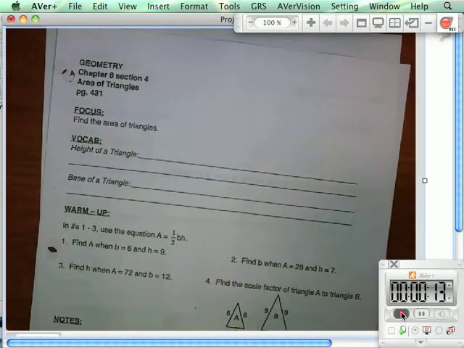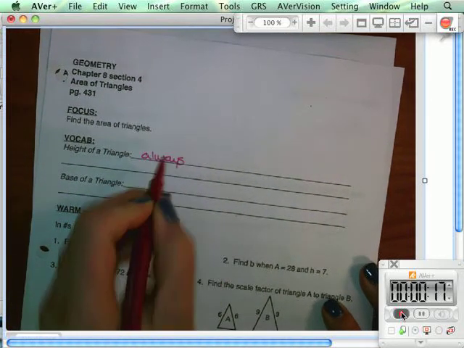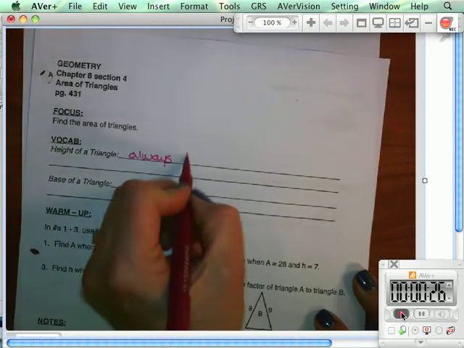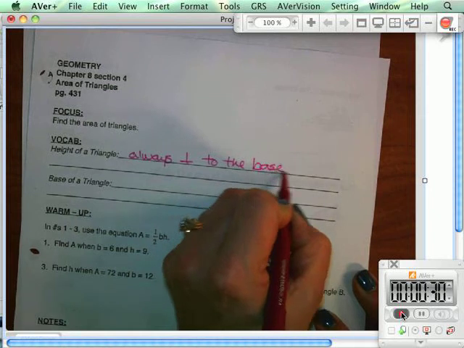Let's start with this. The height of the triangle is always... Oh, it's still on there. Silly me. Okay, always perpendicular to the base. The height of a triangle is always perpendicular to the base.